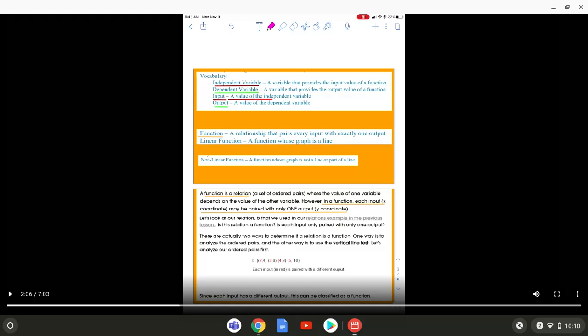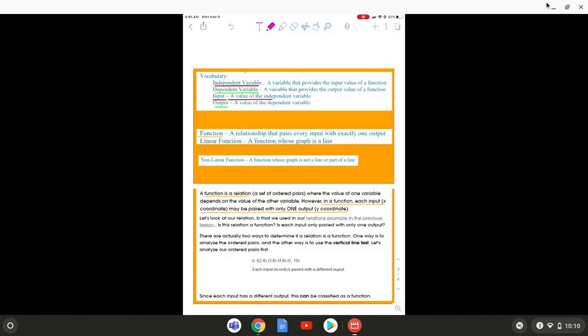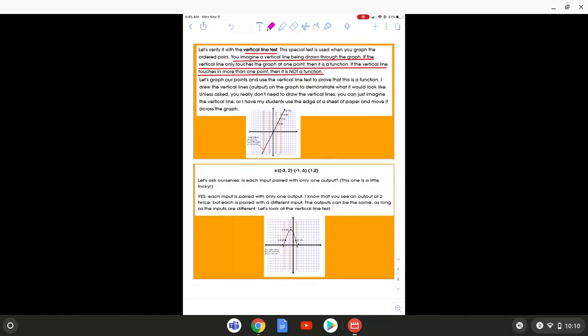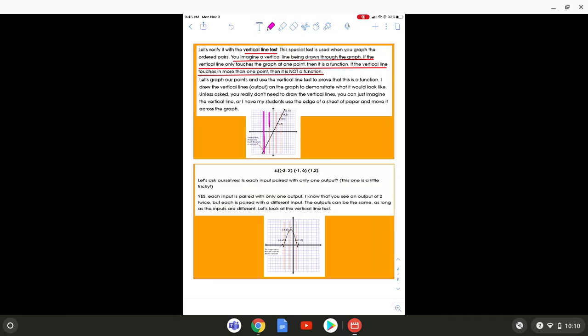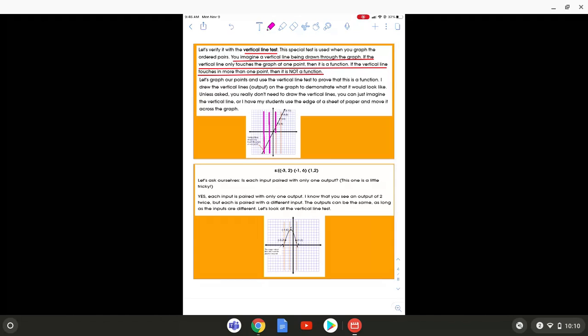Okay, so we're going to go through these and we're going to talk about how we can find them. Remember, we are looking for an input with only one output. On a graph, we use something called the vertical line test. That is basically like you'll be given a graph and you're just going to start drawing vertical lines. The way that this works is if it only hits the graph once, then it passes the test.